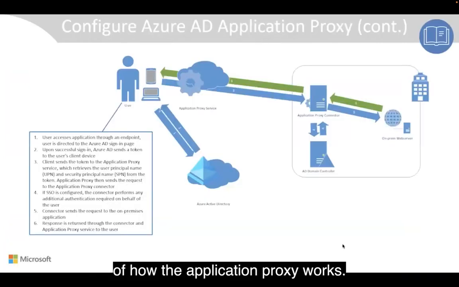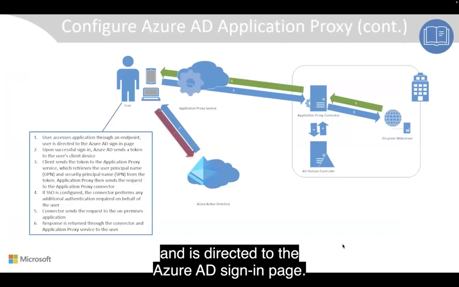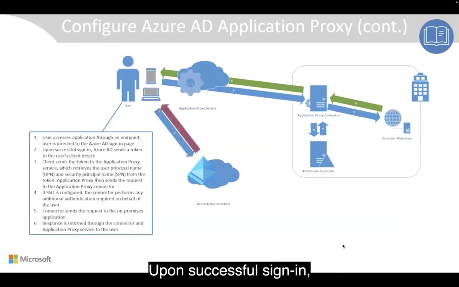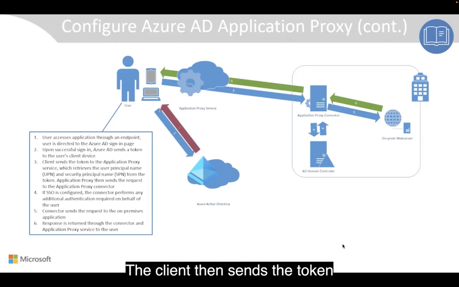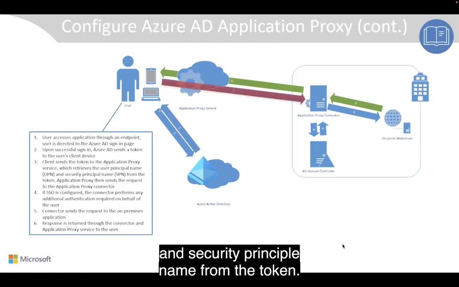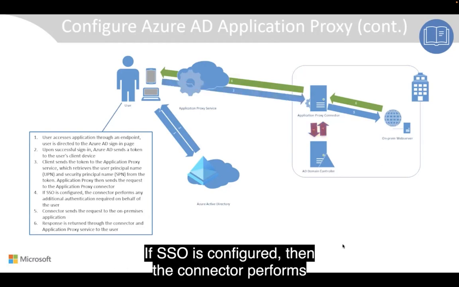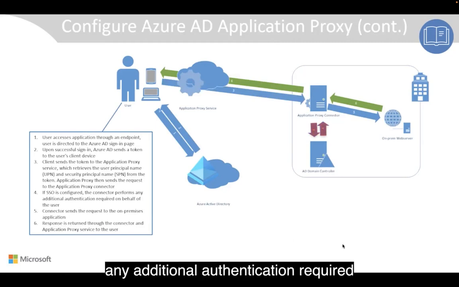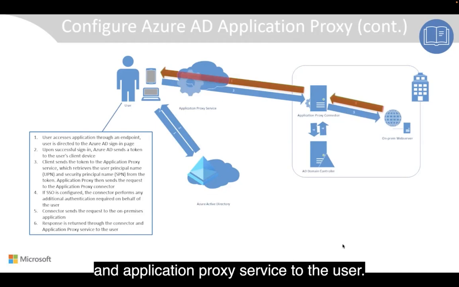Here's a high-level overview of how the application proxy works. The user accesses the application through an endpoint and is directed to the Azure AD sign-in page. Upon successful sign-in, Azure AD sends a token to the user's client device. The client then sends the token to the application proxy service, which retrieves the user principal name and security principal name from the token. The application proxy then sends the request to the application proxy connector. If SSO is configured, then the connector performs any additional authentication required on behalf of the user. The connector sends the request to the on-premises application, and a response is returned through the connector and application proxy service to the user.